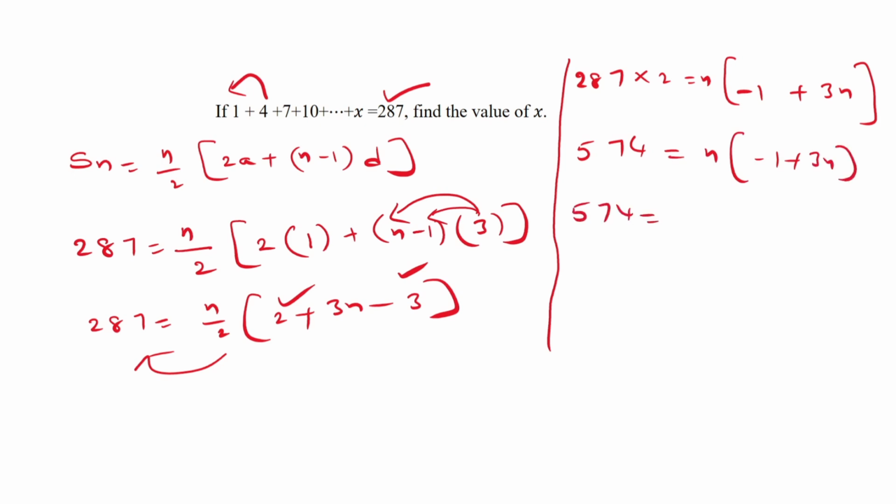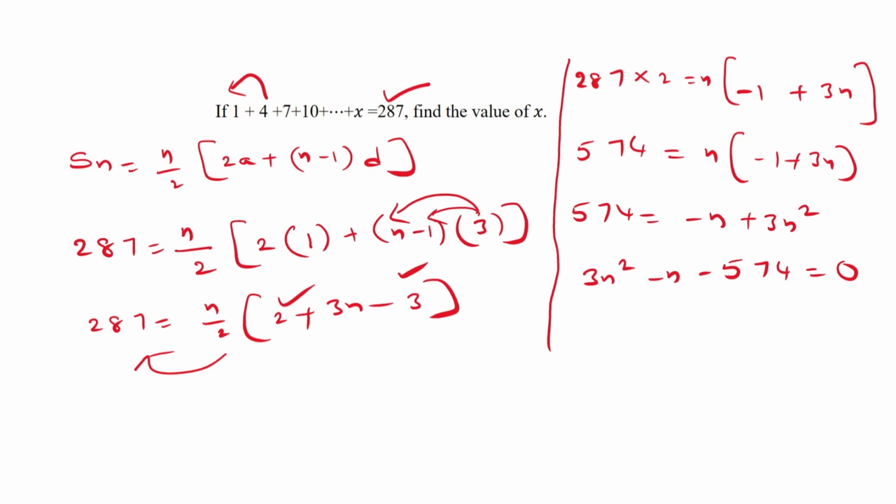574 as it is, which equals n into (n minus 1) minus n into (3n) plus 3n square. Now taking 574 to the right side: plus 3n square as it is, minus n as it is, plus 574 will become minus 574, which equals 0. Now to solve this we can go with splitting the middle term into two terms, or else substituting in the formula. So I am going with substituting in the formula.